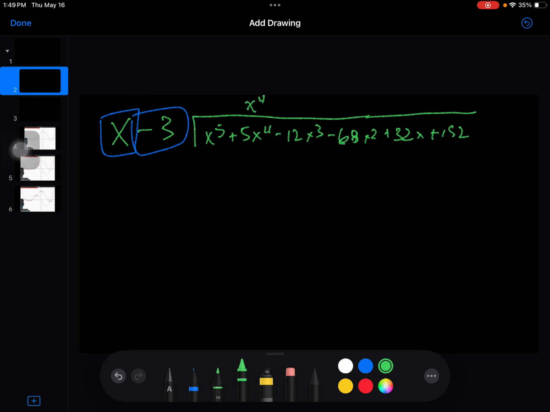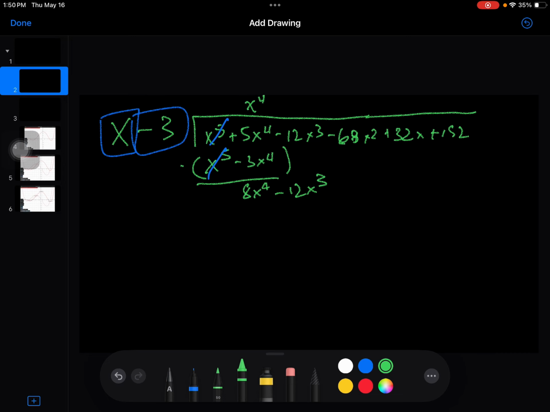Now we're going to multiply x to the 4th times both of those things, just like long division. We're going to get x to the 5th minus 3x to the 4th. And we're going to subtract these just like we would regular old long division. That one's gone. And we get minus a minus is a plus, so 8x to the 4th. Drop down the next thing, just like regular long division.